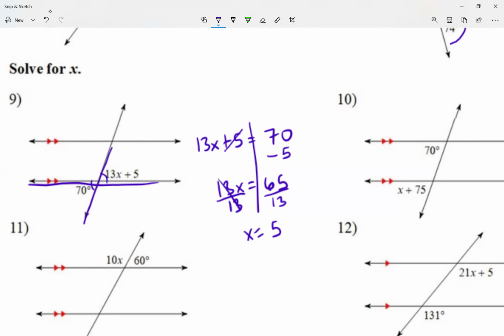On your homework, I don't expect you to type in x equals 5. I just expect you to type in the number. So in this case, 5.